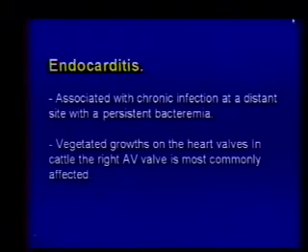Endocarditis is a second heart or cardiac disorder. Endocarditis is associated with chronic infection at a distant site with a persistent bacteremia. A ruminitis predisposes the animal to liver abscess, and then from liver abscess we have an emboli that goes to the endocardium.